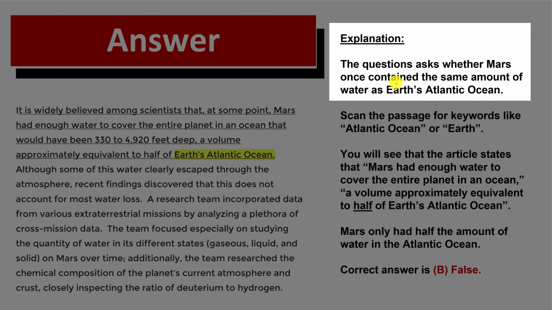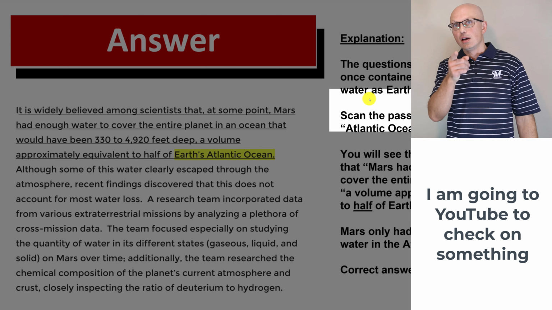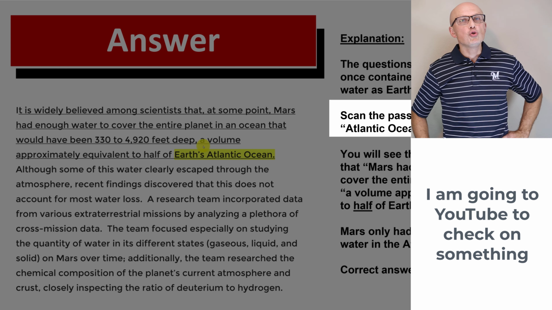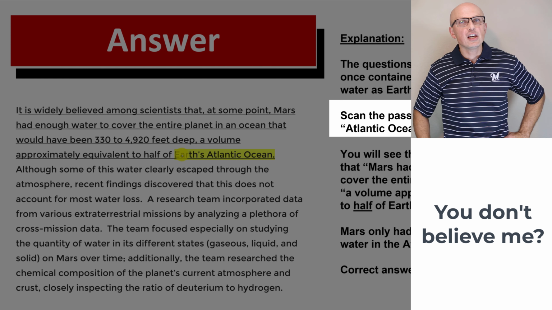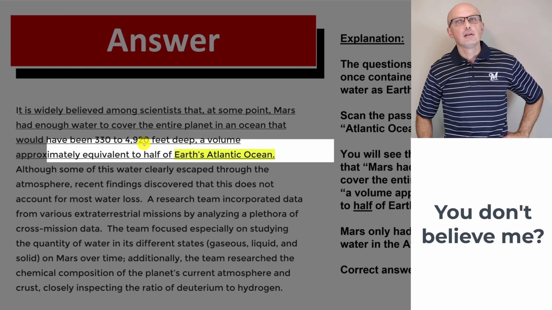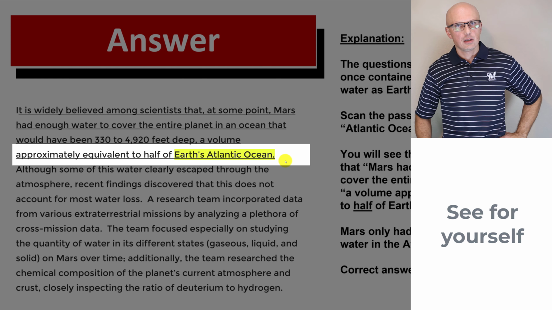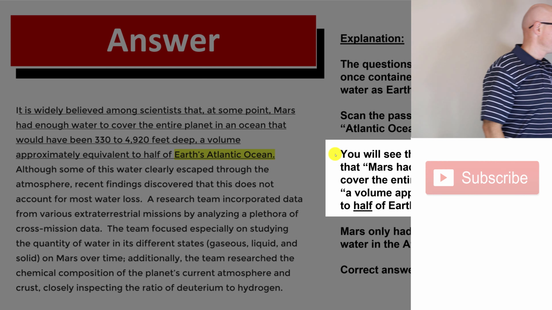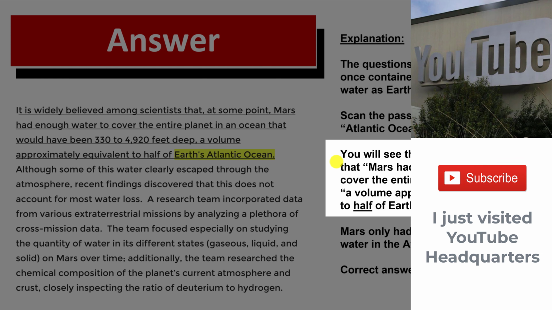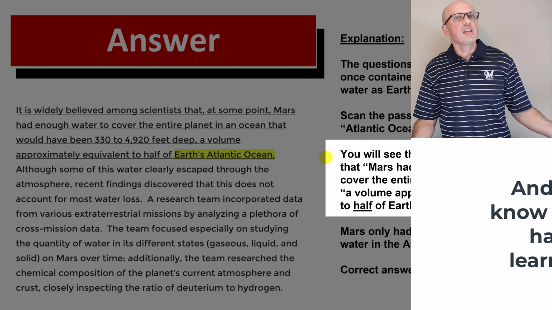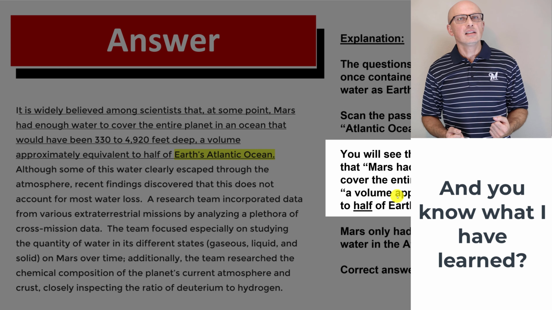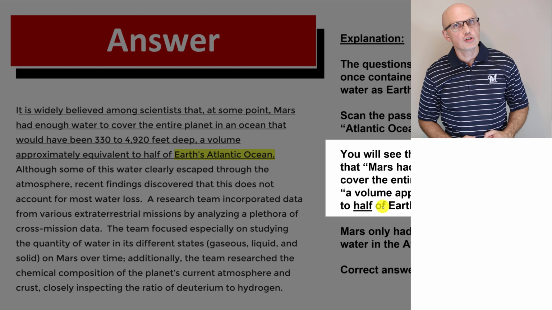So the question here asks whether Mars once contained the same amount of water as Earth's Atlantic Ocean. So you need to scan the passage for the keywords like Atlantic Ocean or Earth. And you can find this statement right here on line 4. Based on your scanning, you will see that the article states that Mars had enough water to cover the entire planet in an ocean, a volume approximately equivalent to a half of Earth's Atlantic Ocean.